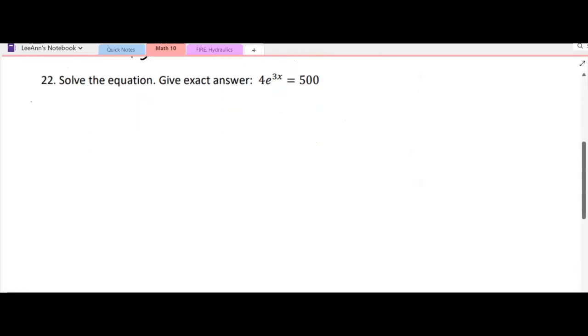Okay, so here we have an equation. We want to solve for x. It says give exact answer. That means we're not looking for a decimal approximation. Okay, the first thing you want to do is isolate the base, and in this case, the base is e, so you're going to divide both sides by 4. That is going to make your life easier. So e to the 3x equals 125 if you do that division.